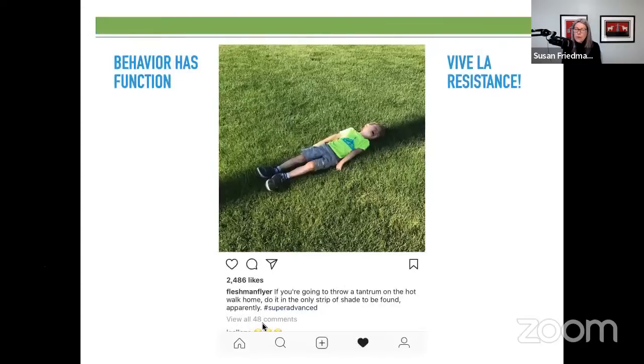So the most basic law of behavior is that behavior has function. And by function, we mean it has a purpose. We're behaving for a purpose. That purpose is in the outcomes that we behave to get or to escape. And I laughed at this picture of the boy. Although he's having a really big temper tantrum, we see that he had enough control over his own outcomes through his behaving system to pick the one shady strip in the park before he threw down.